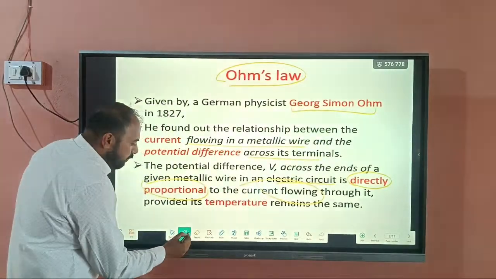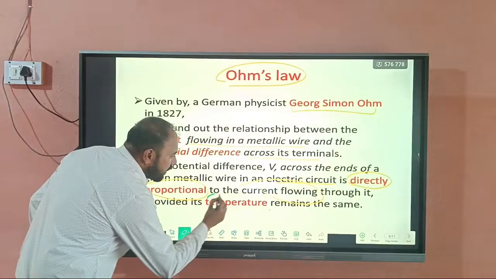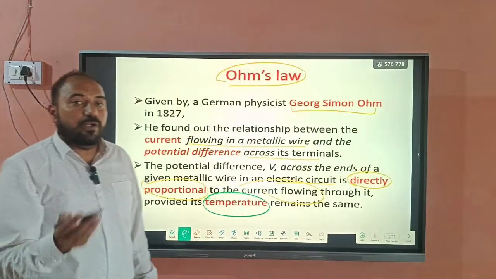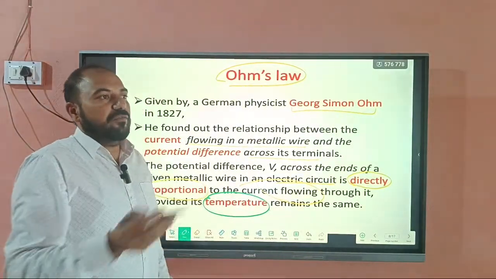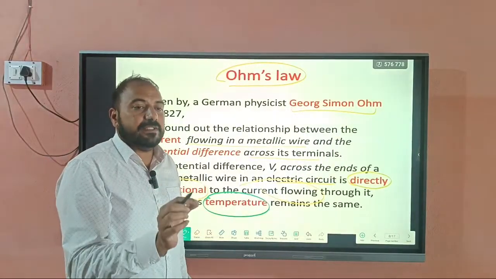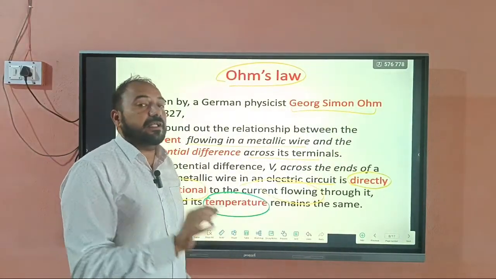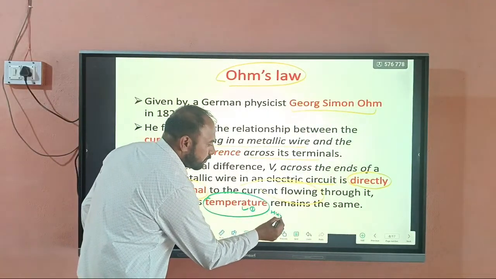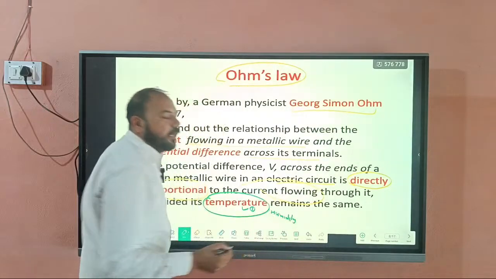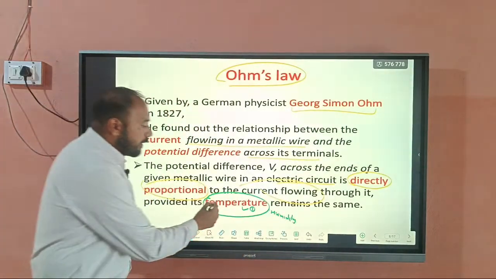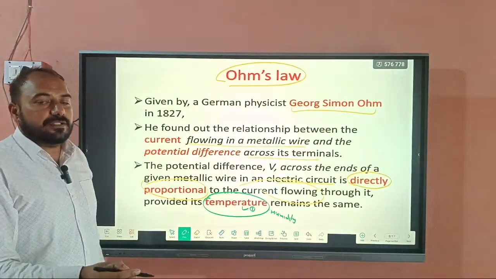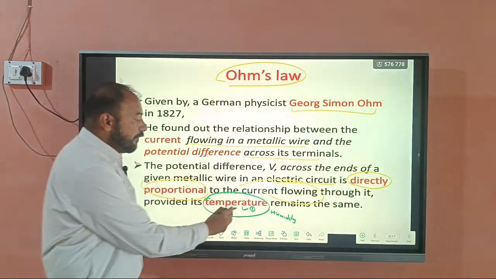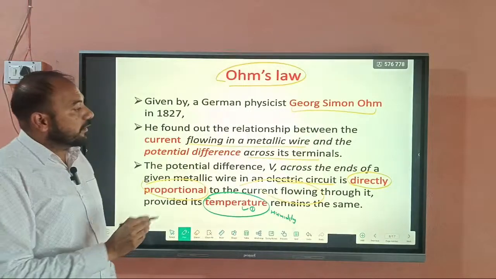So what is here? This is the temperature. This is important because if we change the temperature, then the value of the electric current changes. So when we do the experiment of Ohm's law, we fix the physical conditions. What are the physical conditions? Temperature, humidity, and magnetic field. If we vary the physical conditions, then the electric current also changes. So for accuracy of the experiment, we fix the temperature and other physical conditions.